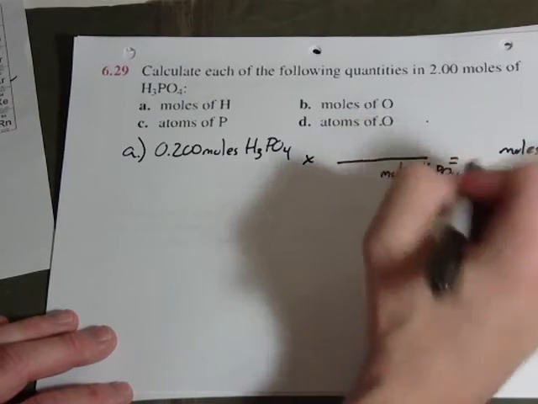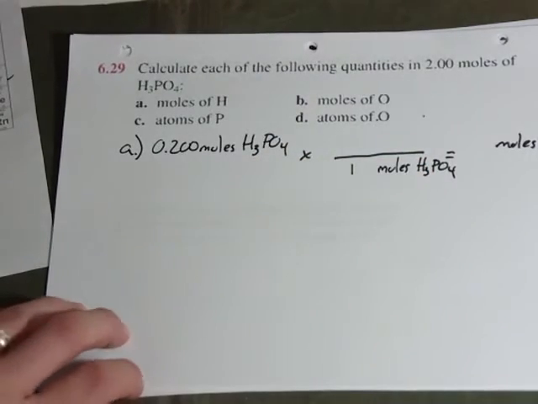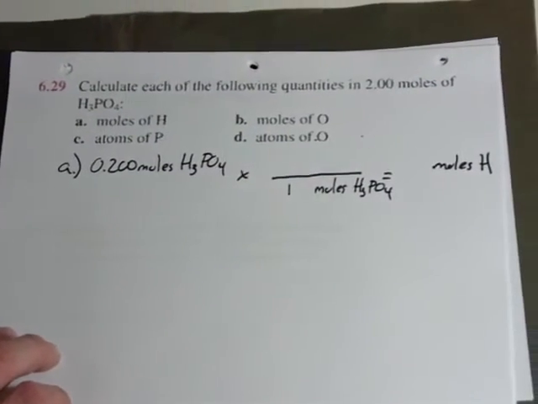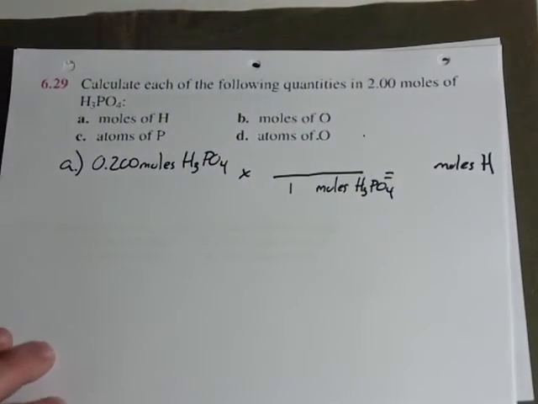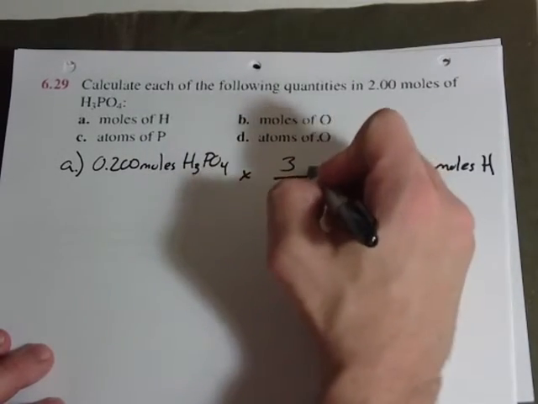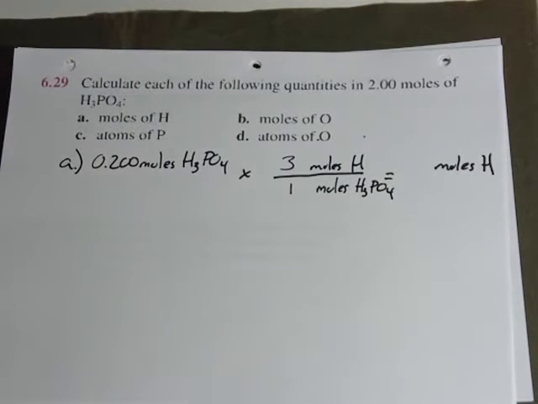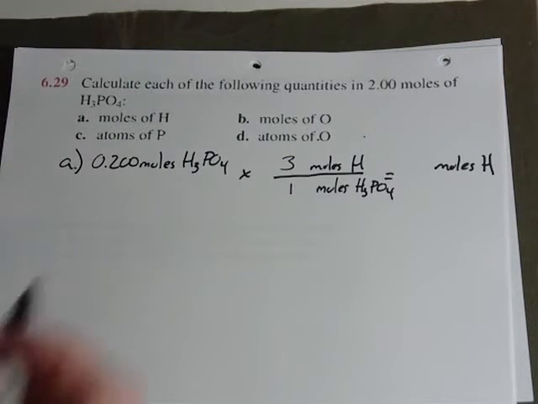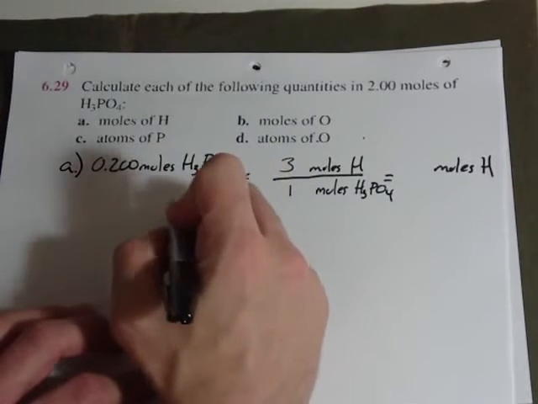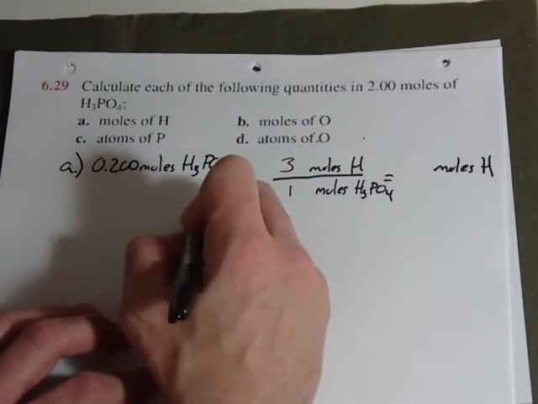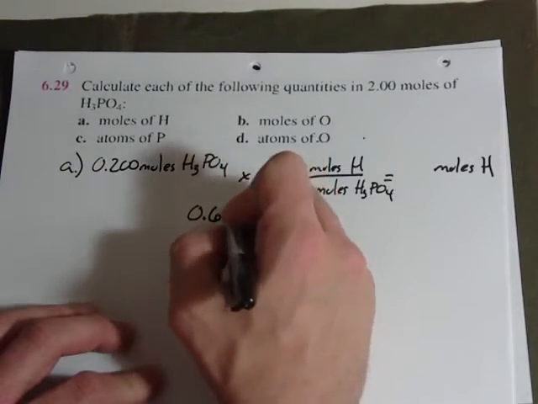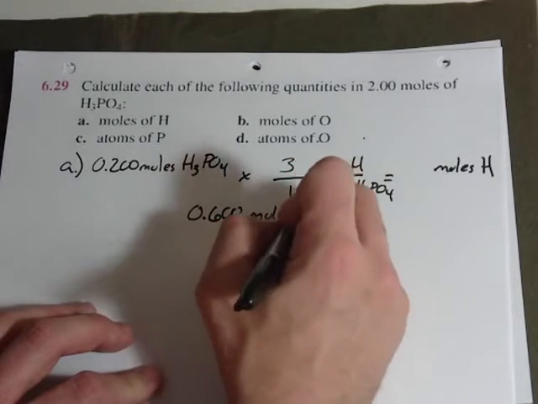So that's going to go on the bottom. So in 1 mole of H3PO4, we have 3 moles of hydrogen. And that just comes from the formula itself. And so here, 0.2 times 3 is 0.600 moles of H.